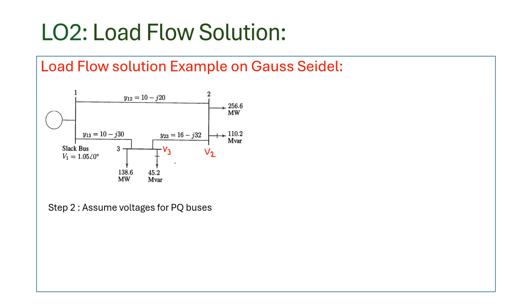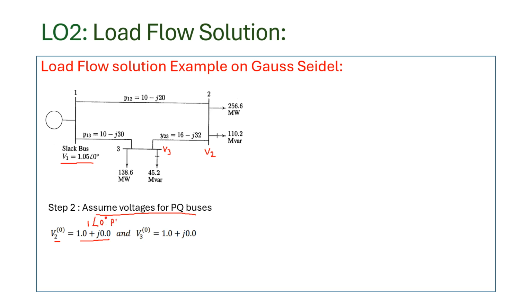And what do we have to start with? To start with the solution, as already we have discussed, we have to make the assumptions. So assume voltages for PQ buses. So second bus and third bus are PQ buses. Already the voltage of the first bus is known. So we will make an assumption here. V2, we are assuming it as 1 plus J0, that is 1 magnitude and angle 0.